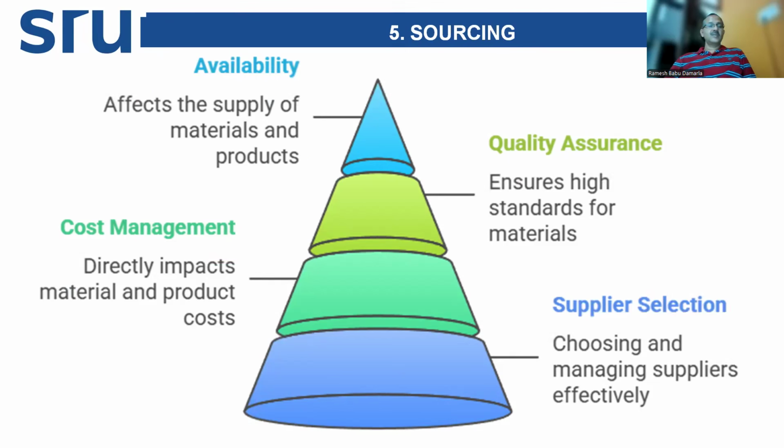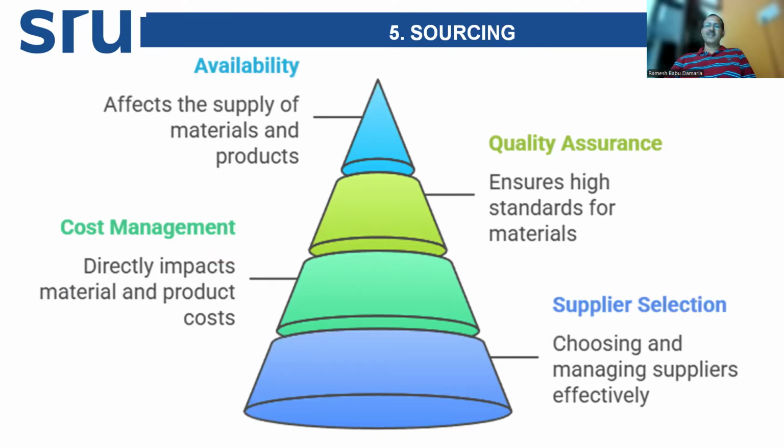Availability, which is affecting the supply chain of materials and products. Cost management, so that directly impacts the material and product cost. So sourcing must be done with the lowest cost. Then quality assurance, so ensures high standards for materials. When you purchase, get quality material so that our final product is quality.